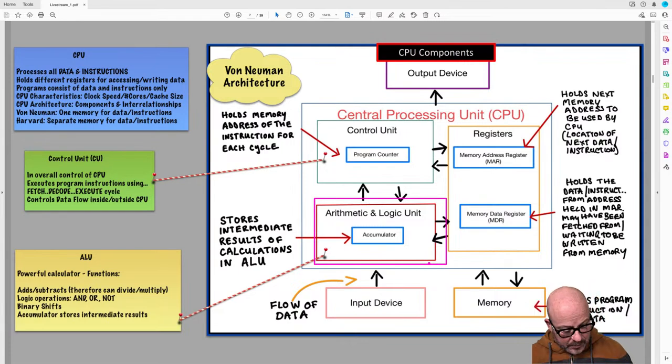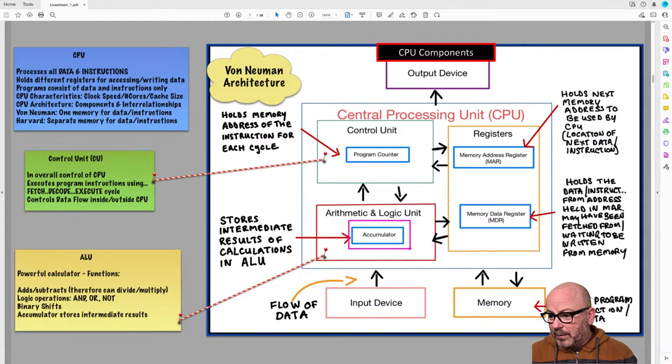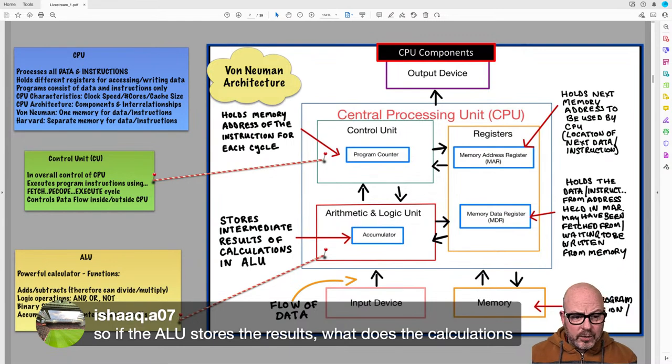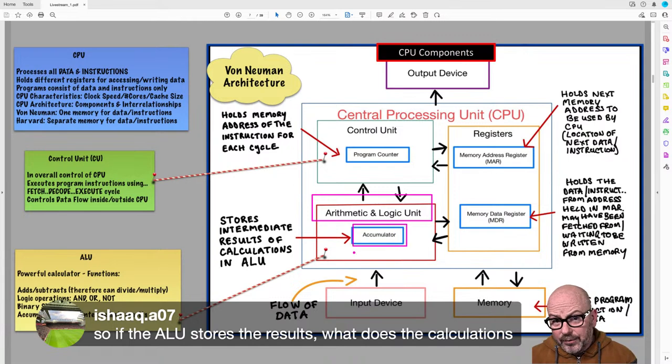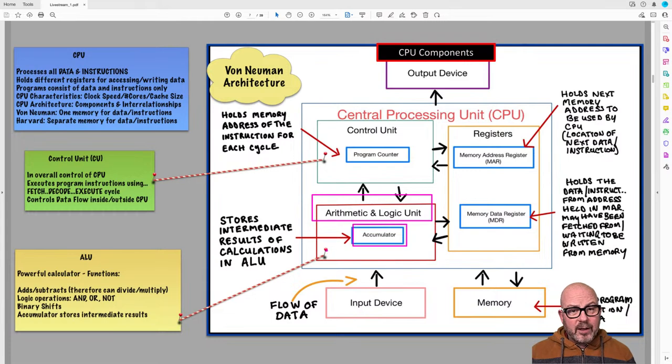Now I should talk about a register. There's a register that sits inside the ALU, and it's the accumulator. The accumulator stores intermediate results. So say it's adding 6 things together, the accumulator might hold the running total as it goes through, until the final result needs to be output elsewhere. So that's the ALU. If the ALU stores the results, what does the calculations? Good question. The ALU does the calculations and the accumulator holds the results. But then those results will be output elsewhere.